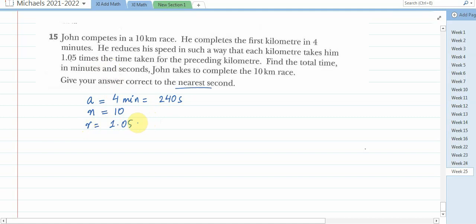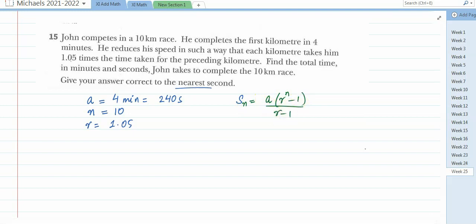Alright, so you have a, you have n, you have r. We need to find the sum of the time. So we have the working formula Sn = a(r^n - 1)/(r - 1). So place all the values and then give it a try by yourself. You have a time of 4 minutes to give it a try, so start.